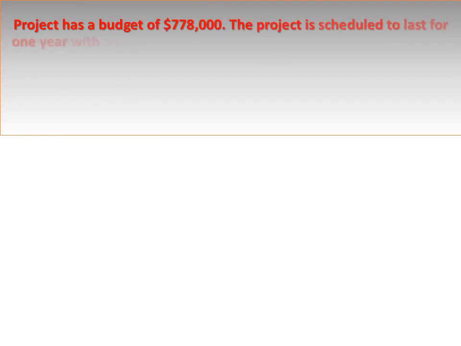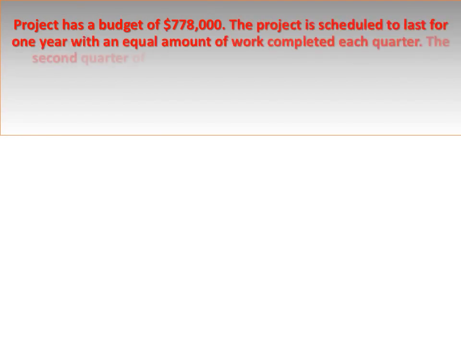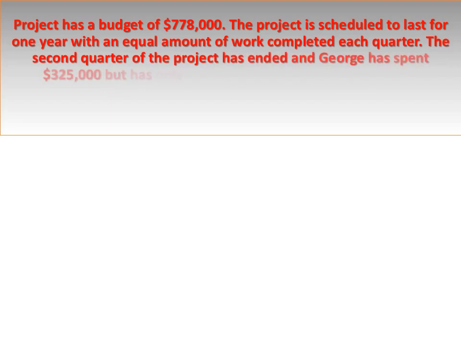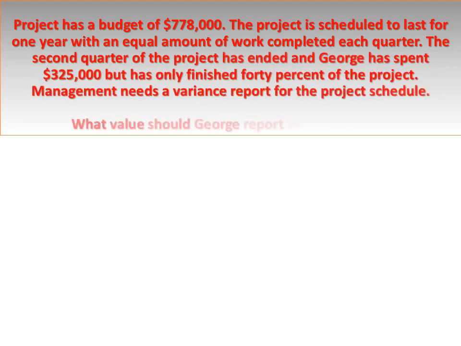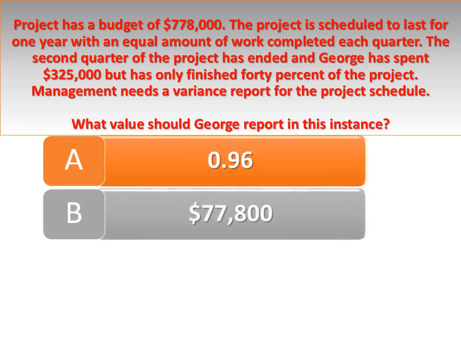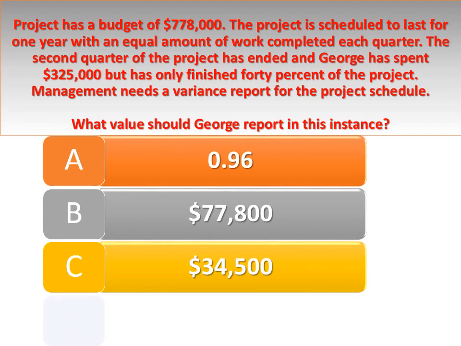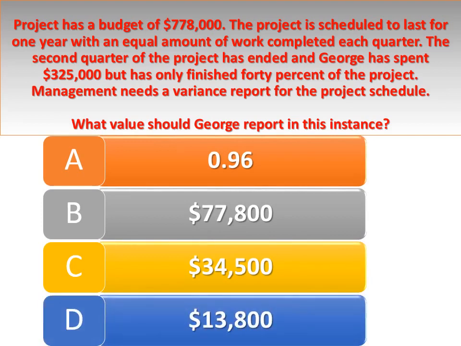Question number 9. A project has a budget of $778,000. The project is scheduled to last for 1 year with an equal amount of work completed each quarter. The second quarter of the project has ended and George has spent $325,000 but has only finished 40% of the project. Management needs the variance report for the project schedule. What value should George report in this instance? A. 0.96. B. $76,800. C. $34,500. D. $13,800.